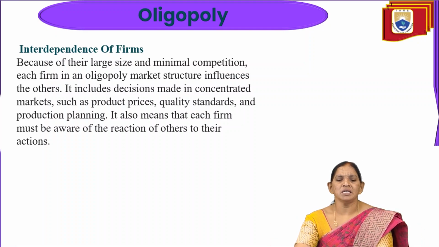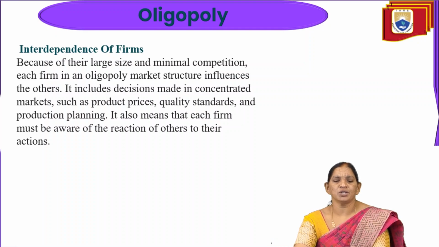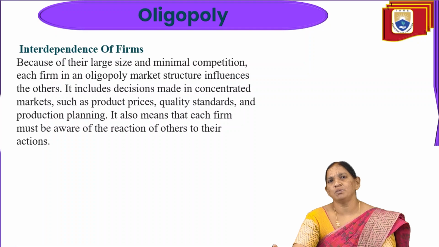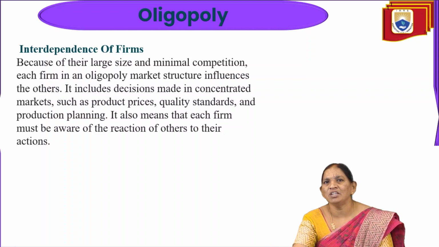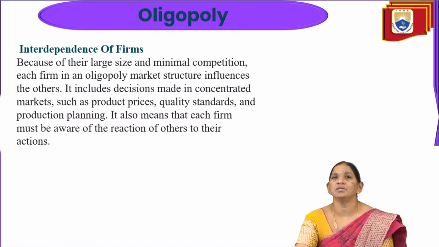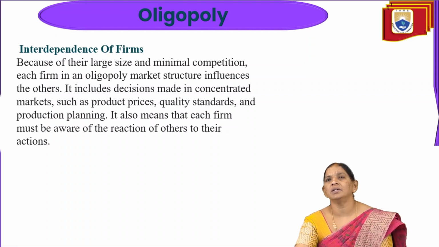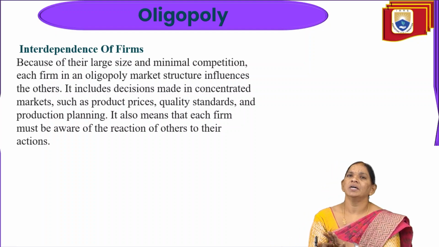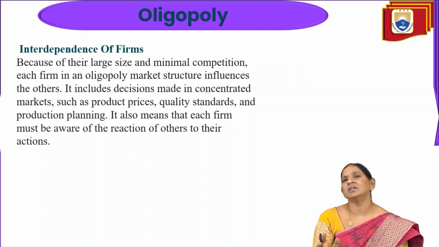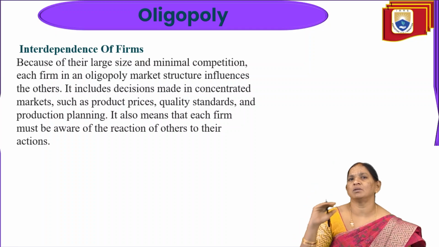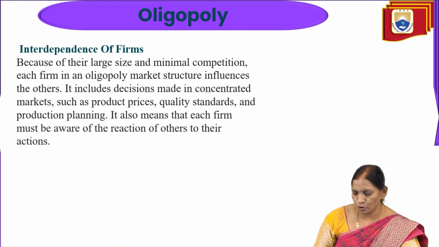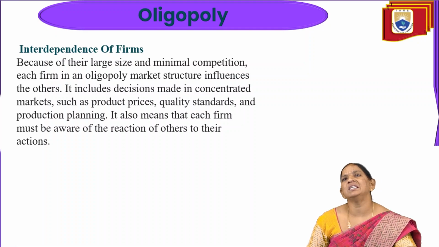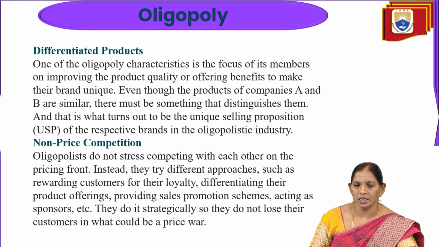And it also means that each firm must be aware of the reactions of others to their actions. Means every firm must identify what is going on, with knowledge of their businesses, knowledge of their market share, and reactions. If one firm plans in this way relating to price or quality standards, what the others should react or do should be known by the other firms. That means one firm will have an influence or a factorial effect upon the decision made by another firm. That's why we call the oligopoly market an interdependence of one firm with the other.